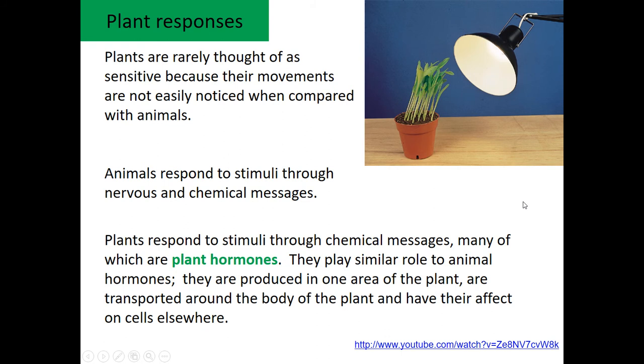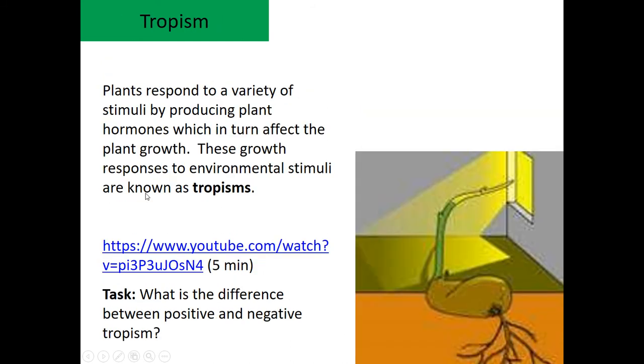So plants, often people don't really think plants are sensitive because it takes quite a long time to see them do anything. However, they do respond to certain stimuli, and they have hormones which are important in this response, and the one you need to know about for your IGC is auxin.